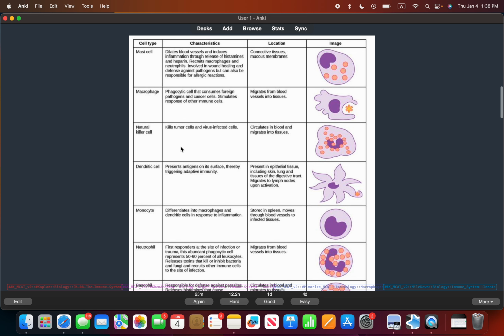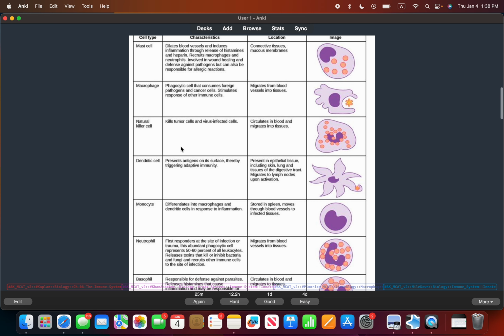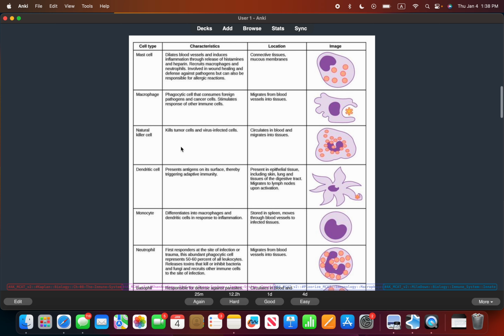Innate immunity. So the location of the mast cells for inflammation basically is in connective tissues and mucous membranes. For macrophages, it migrates from blood vessels into tissues.